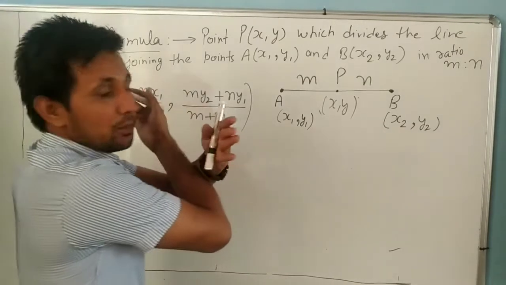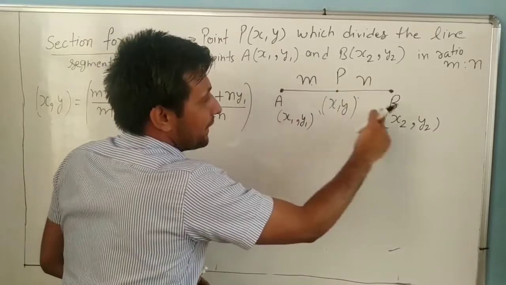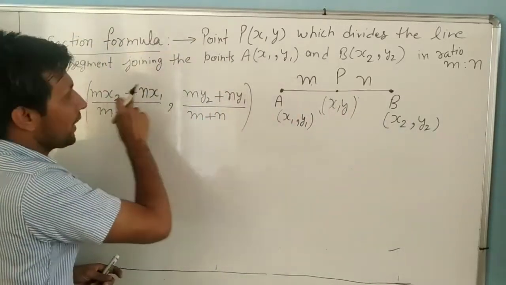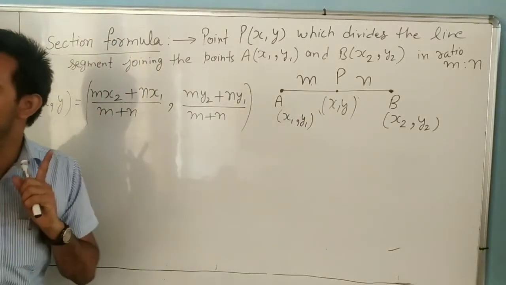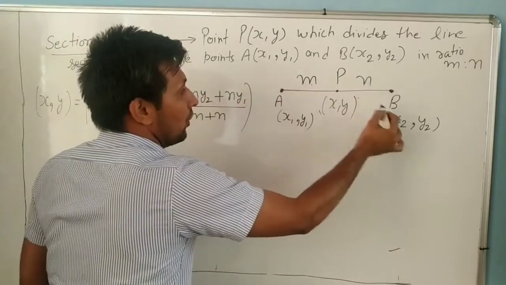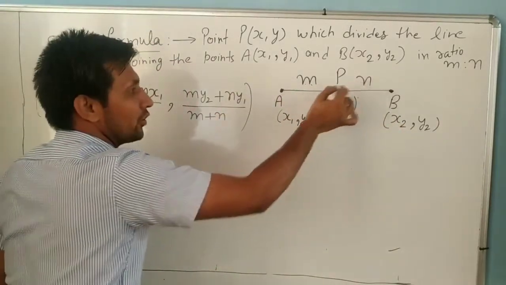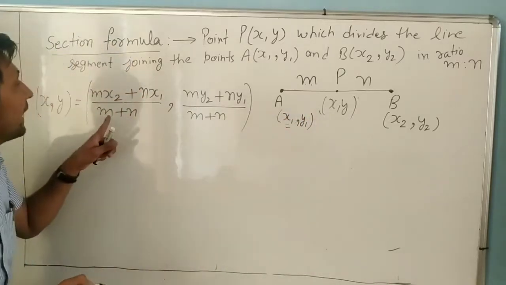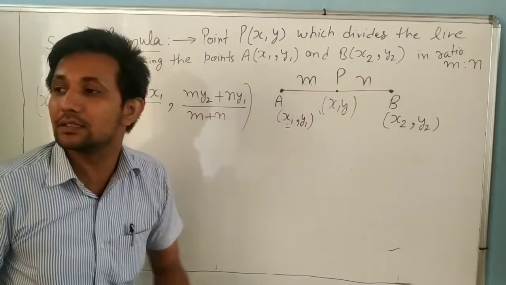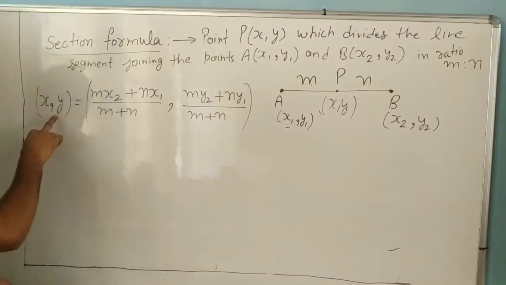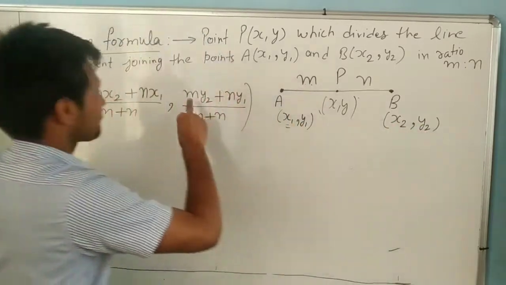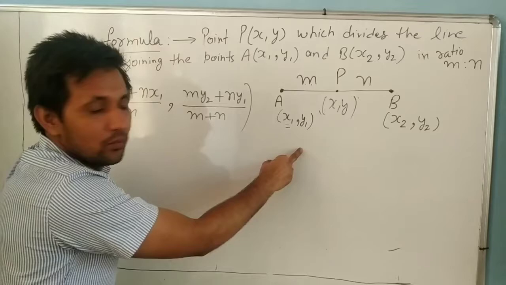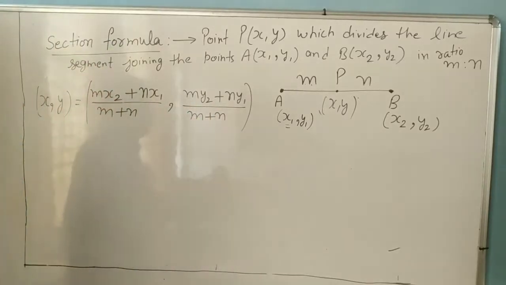So how will you find the x coordinate? Cross multiply: m into x2, and n into x1, because we are finding the x coordinate, so using only x. M into x2 plus n into x1, divided by m plus n. What is the ratio? M plus n. Now second is the y coordinate. Same again, cross multiply: m into y2 plus n into y1, divided by m plus n.